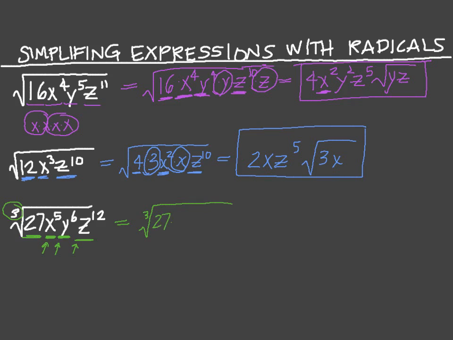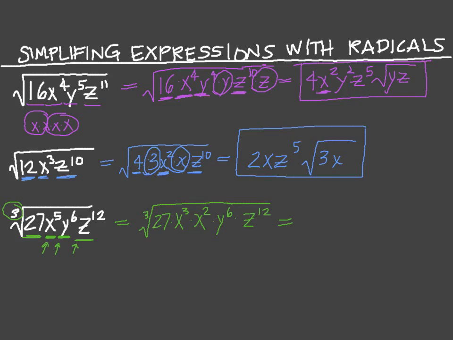X to the 5th itself is not a perfect cube, but I can fit in a group of 3, so basically x cubed, there's my one group of 3, and I've got 2 left over. So there, all together, is x to the 5th that I broke down. Y to the 6th is a perfect cube, so I'll leave that all together, because 3 goes into 6 twice, and z to the 12th is also a perfect cube.